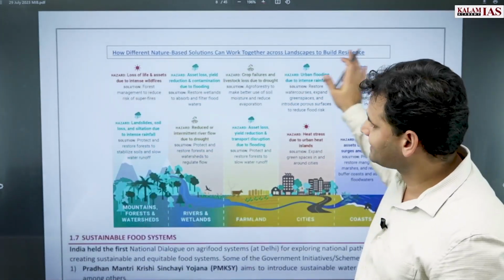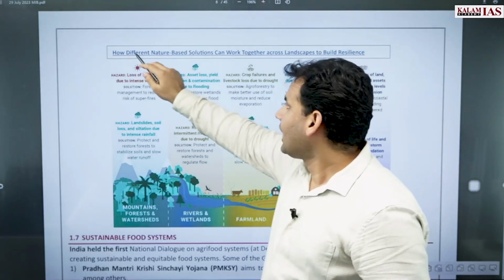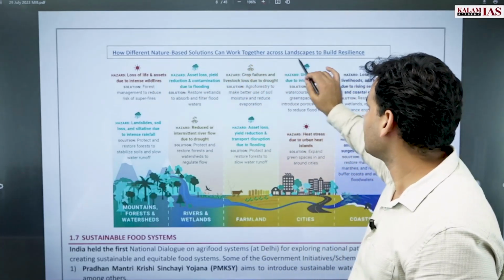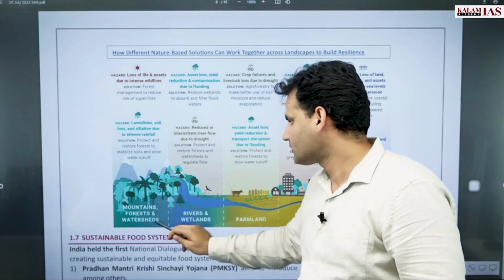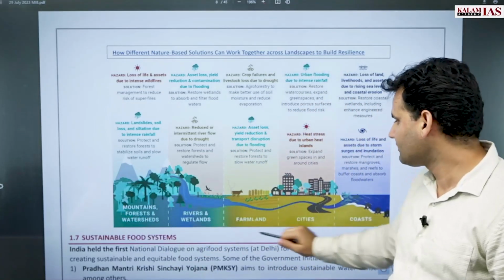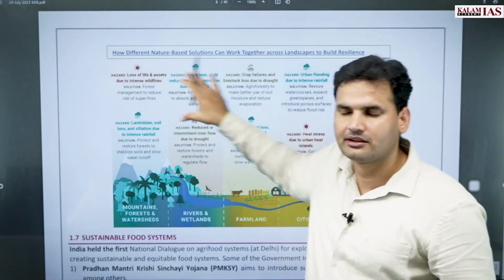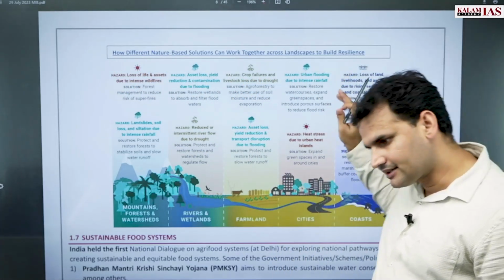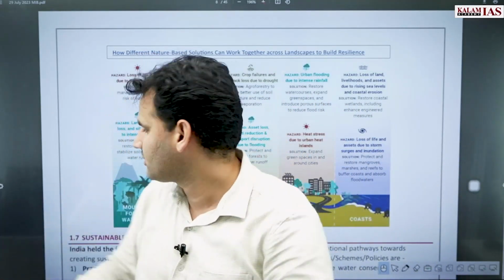Now, this is how we can present our answers in a much better way. That is how different nature-based solutions can work together across landscapes. So landscapes like mountains, forests and watersheds, rivers and wetlands, farmland, cities, coast, everything has a hazard attached to it. But it is the intervention of nature-based solutions which is going to come in handy.